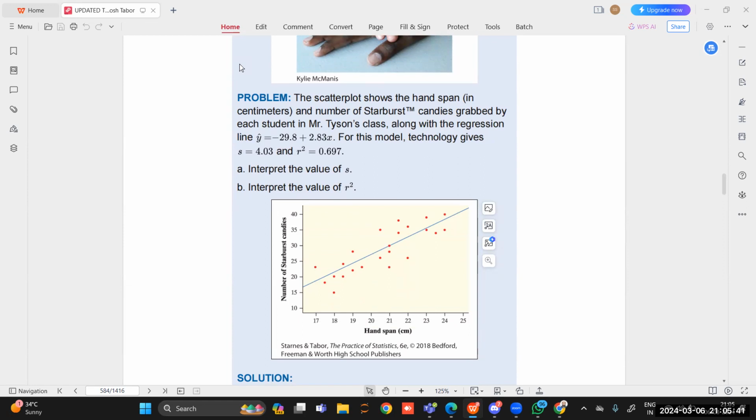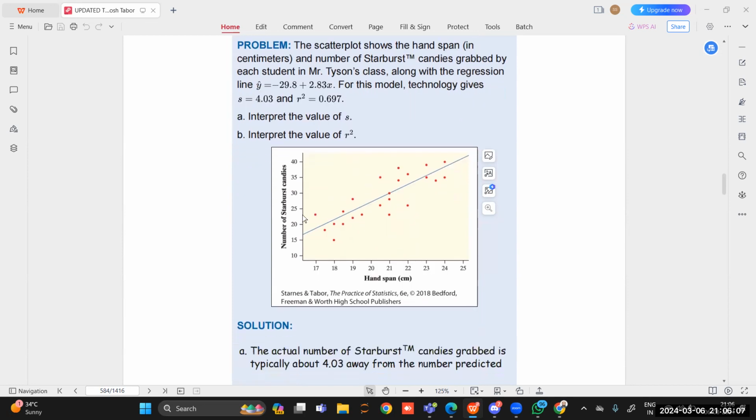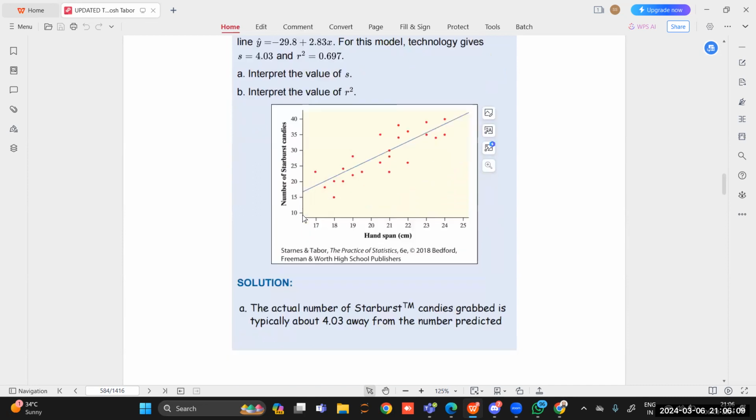R squared is 69. It's moderately positive. Interpret it. And the S is how much increase it is. So the value of S is around 4.03. So what does S say? How much difference is there between the predicted value and the actual value? So the actual number of Starburst candies grabbed is typically about 4.03 away from the number predicted.